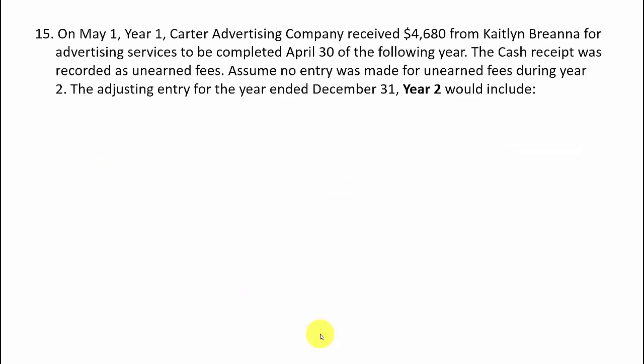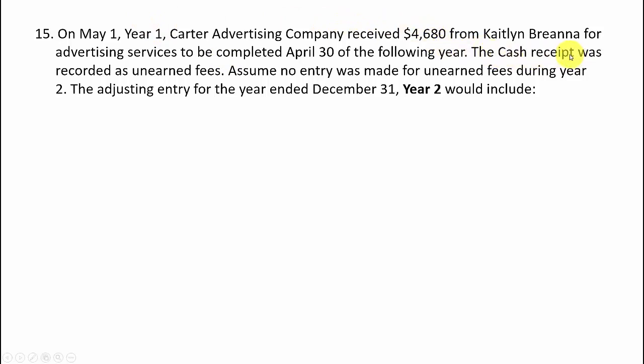Number 15. On May the 1st, year 1, Carter Advertising Company received $46.80 from Caitlin Brianna for advertising services to be completed April 30th of the following year. So keep this in mind. This is May 1st of year 1, April 30th the following year. So there's one whole year going on here, but it looks like it's split between year 1 and year 2.